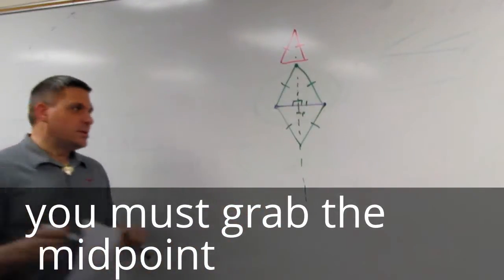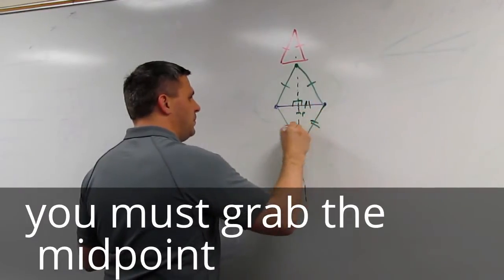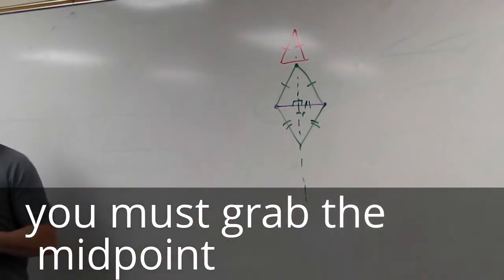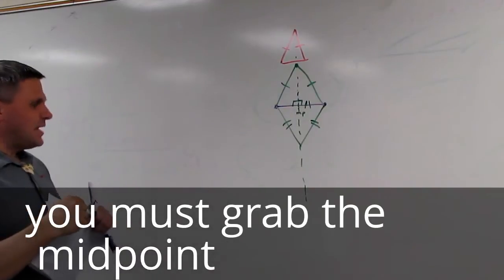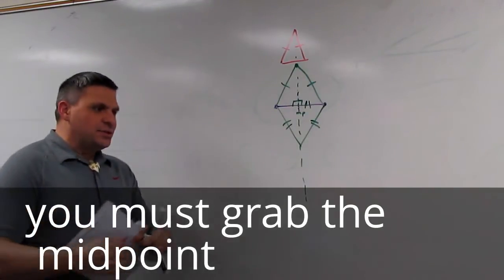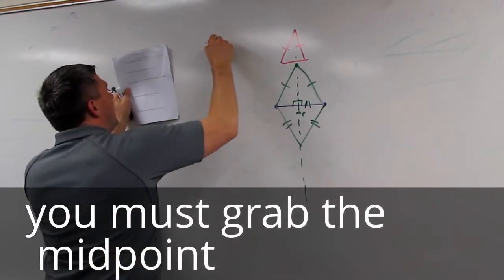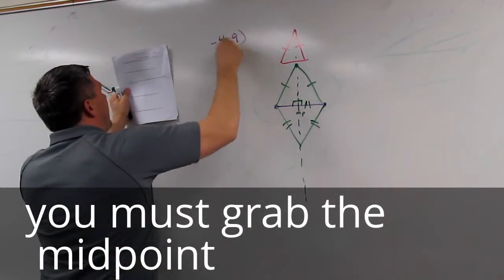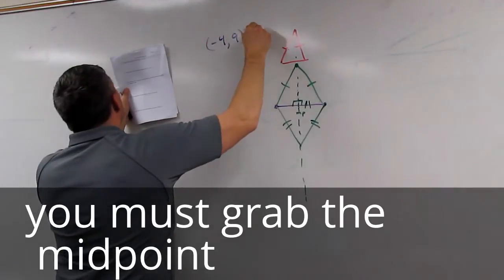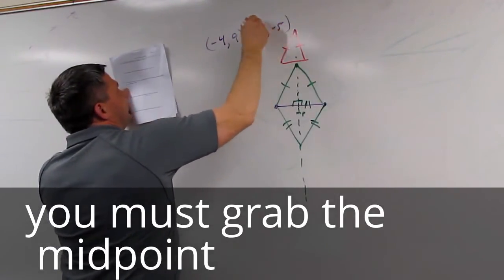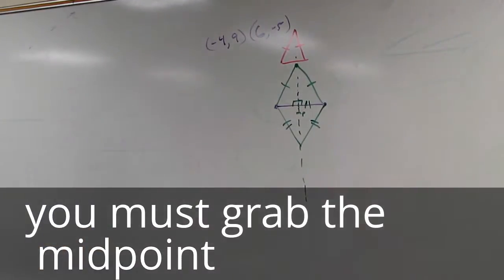Okay? So let's do this. So those look like mirror images, but they're not. Okay? All right, so how are we going to do this with this problem right here? -4, 9, and 6, -5. Okay? So we have 2 points. Well, first thing we have to do is figure out the midpoint, right?